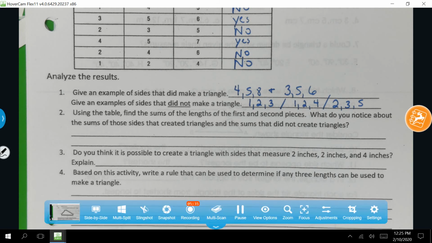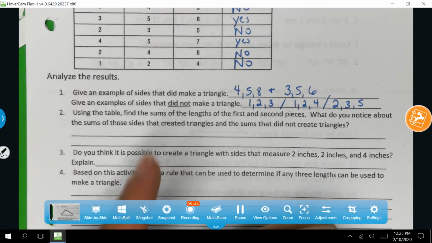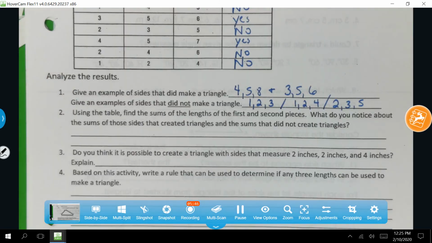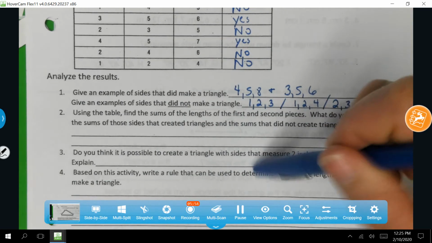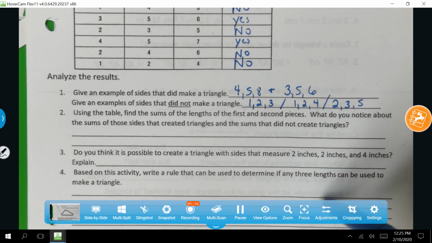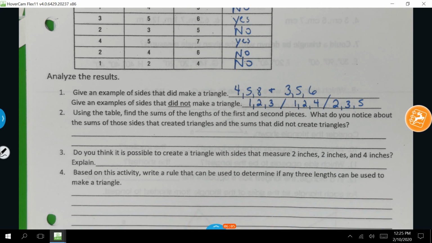So you're going to, one more time, add together the first two, which are the two shortest lengths, and see how it compares to that third piece, which in our table is the longest length. And I want you to see what you notice about the ones that do make a triangle and the ones that did not make a triangle. And write that here, answer number 3, and then see if you can come up with what the rule is, because this is a theorem. All right, so go ahead, I'm going to do about 7 minutes, and then we'll come back together.